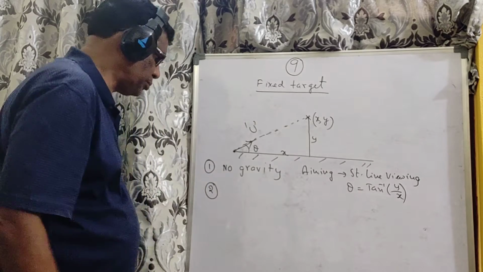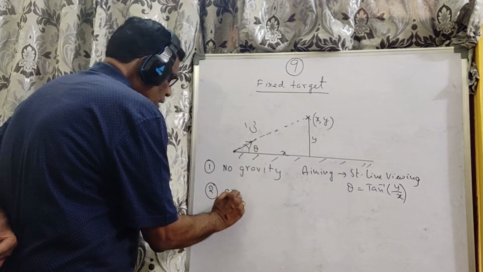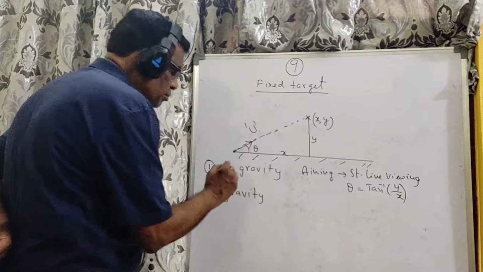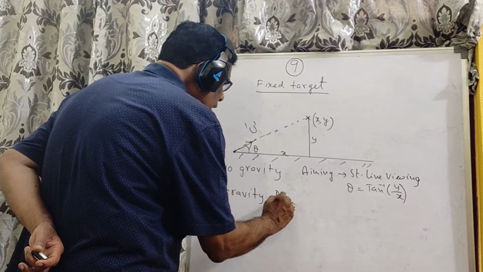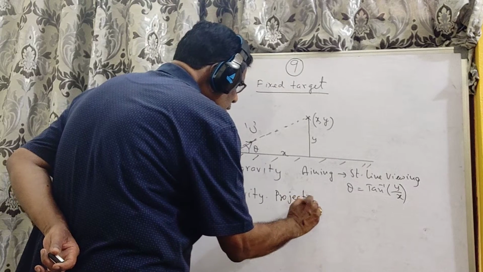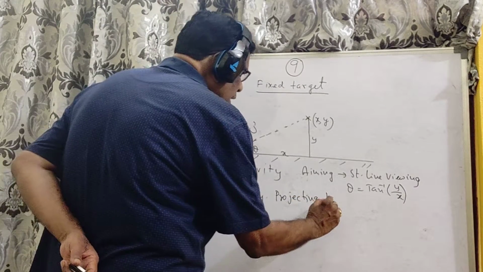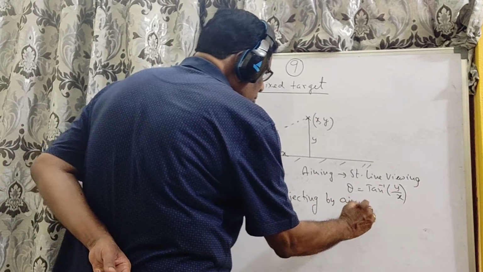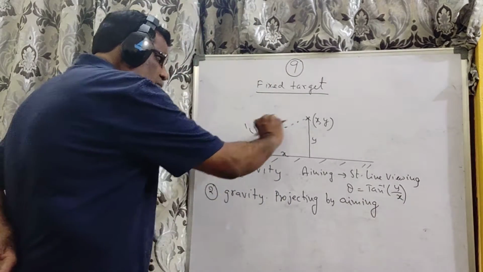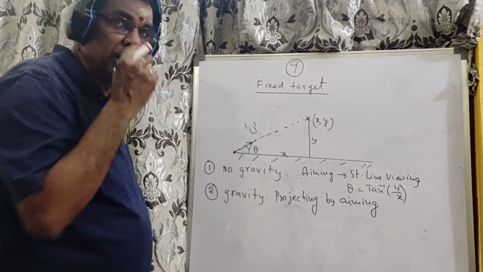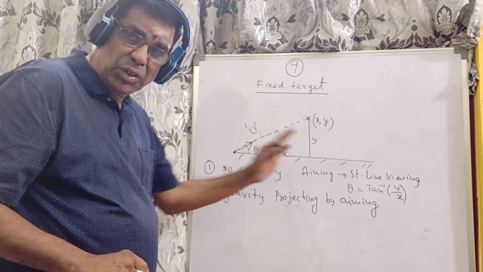Second scenario. Gravity is present. Now, projecting by aiming, that means straight line view, and then you project. Gravity is present. What's going to happen now?